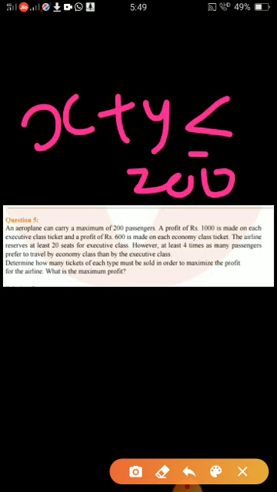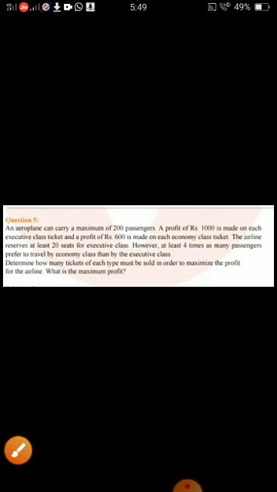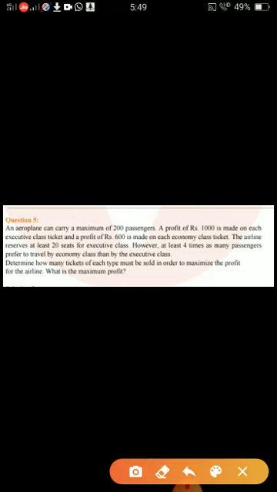Next it is written, a profit of rupees 1000 is made on each executive class and profit of 600 is made on each economy class. So our objective function is profit.